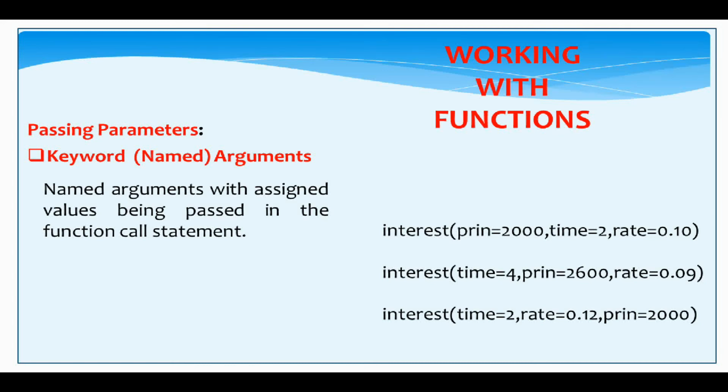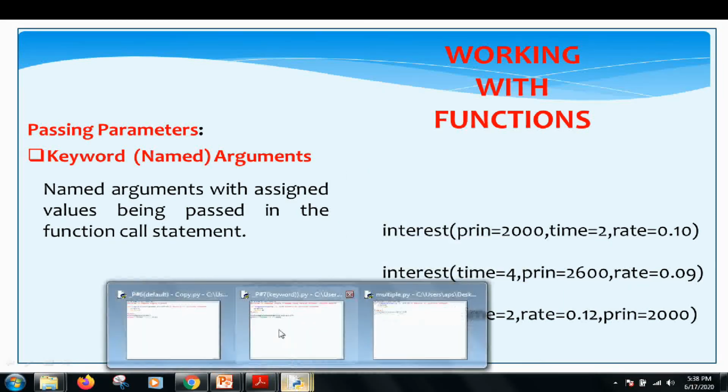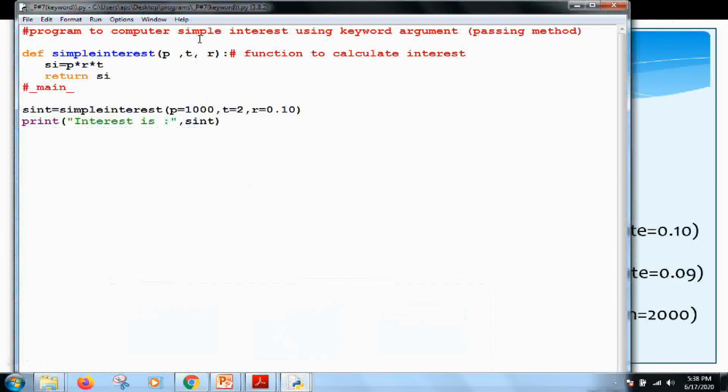In this you can provide the arguments a name, and then according to the name you can use those arguments in the call. You can interchange their positions. It means you can change their order. For example, this same interest function has principal, time and rate, but I have changed their order one by one. Okay, so let us see a program once more.